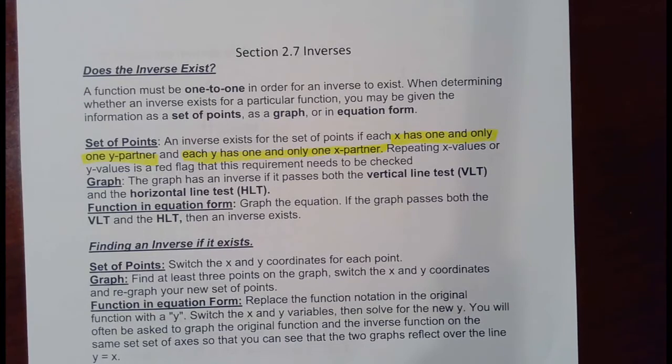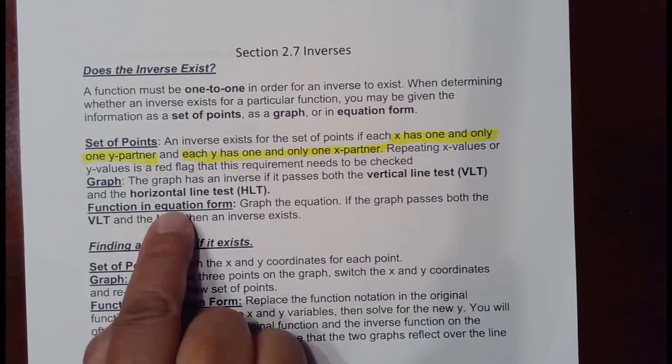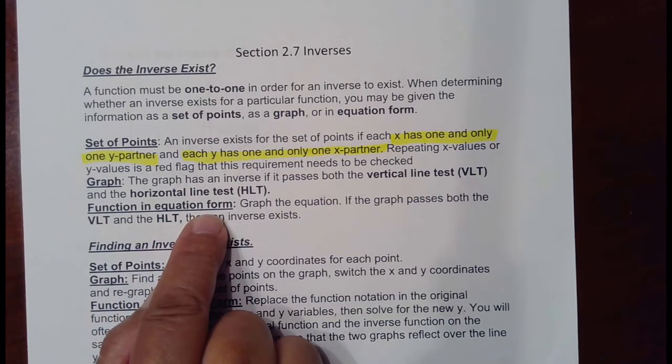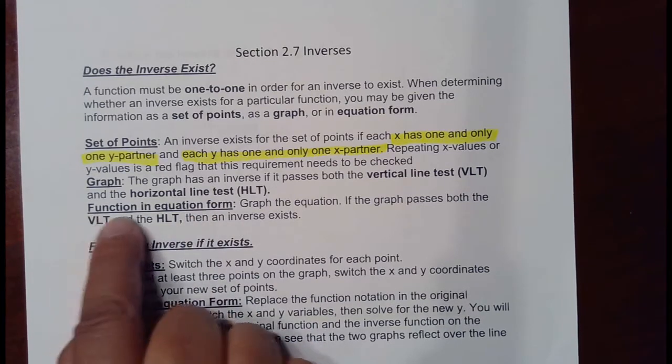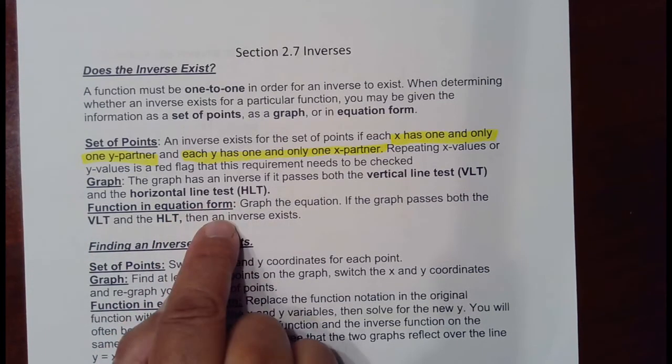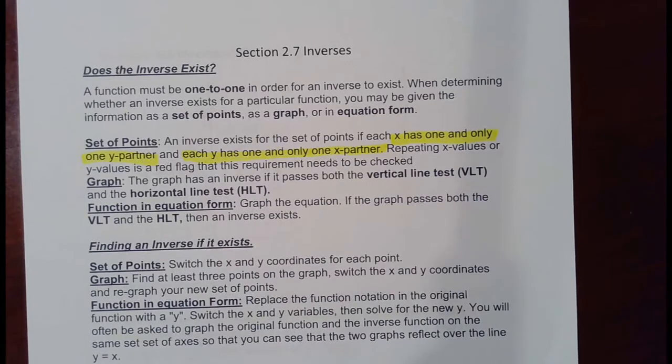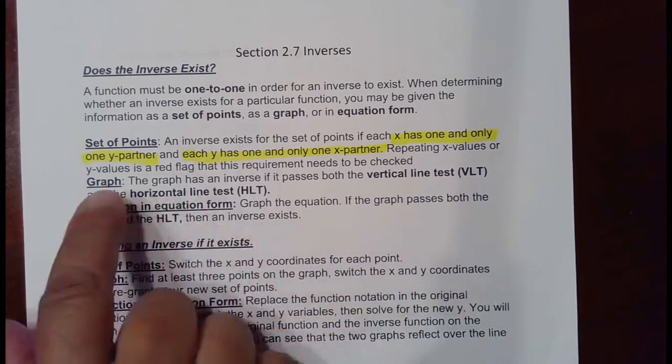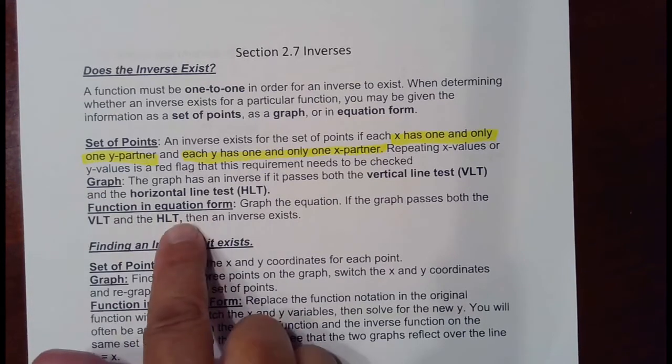You could also be given the function in equation form. But remember, equations can be graphed even when they're not functions. You can take the equation, graph it, and then perform the vertical line test and the horizontal line test. It's just that sometimes the graph is given, and sometimes you'll be doing it yourself.